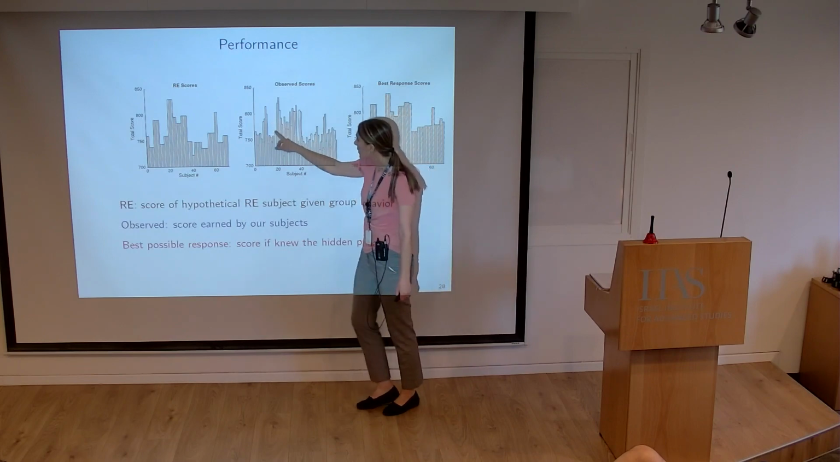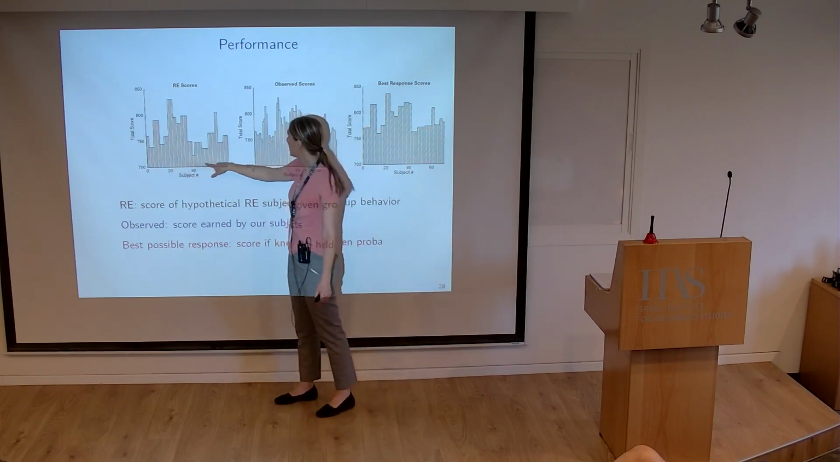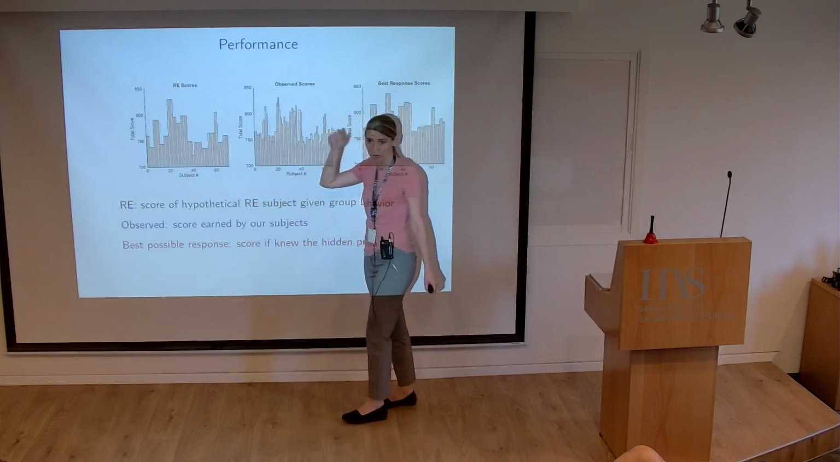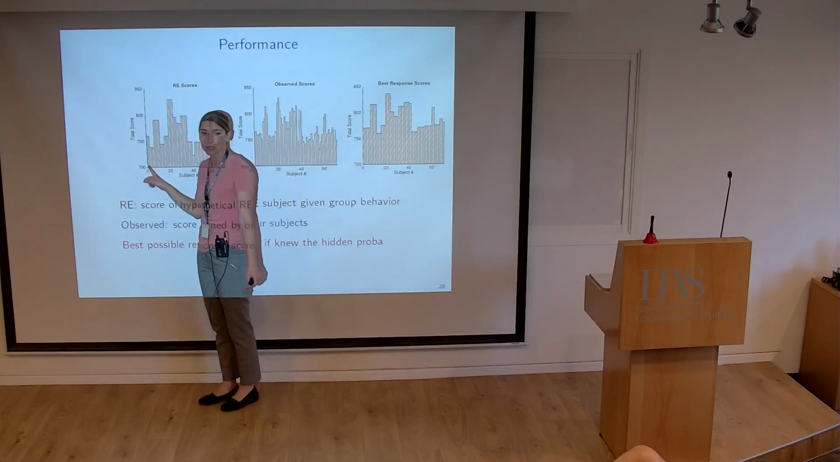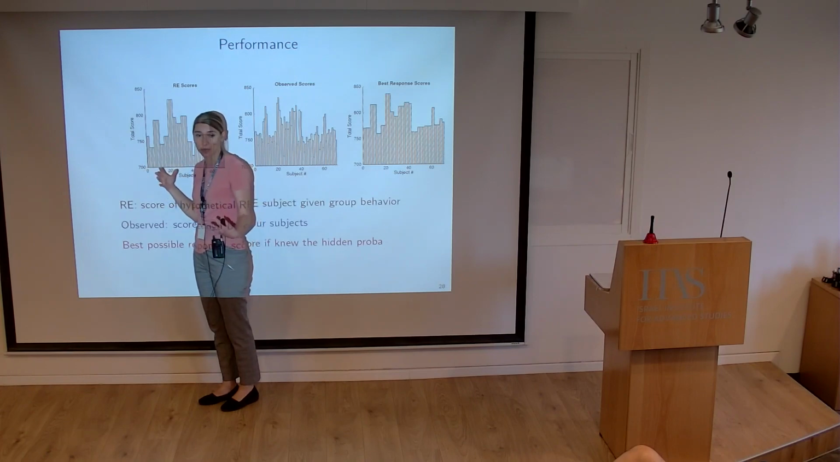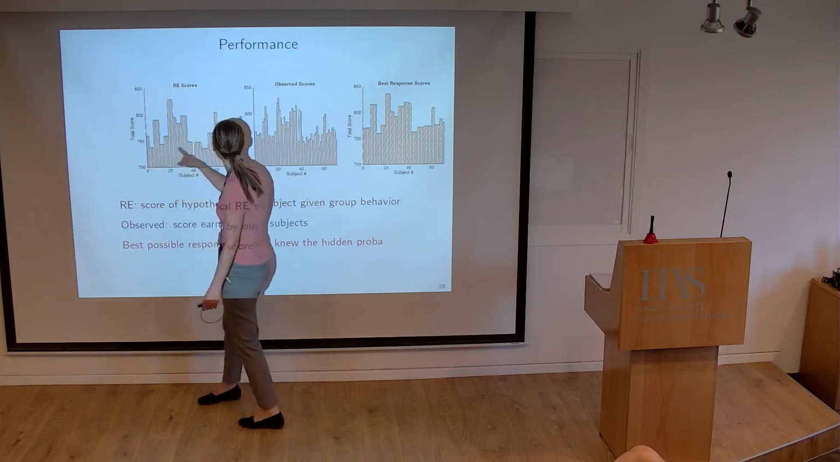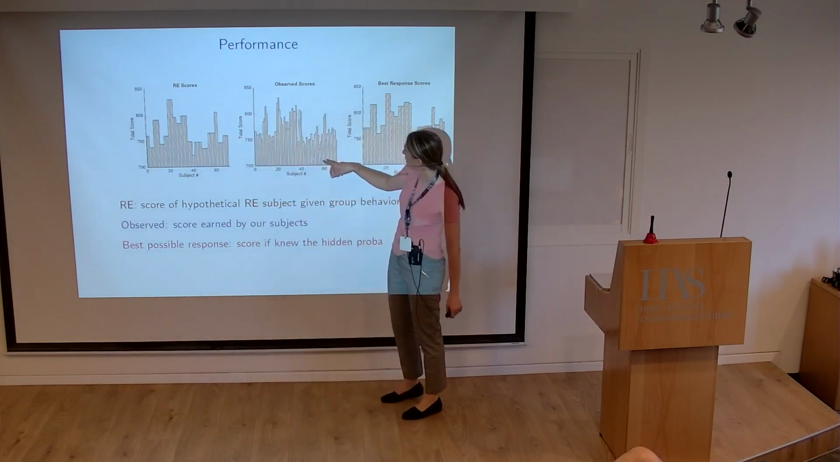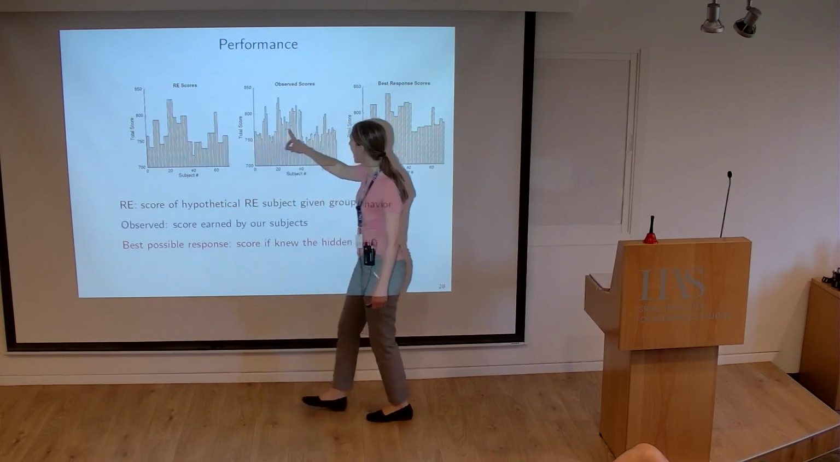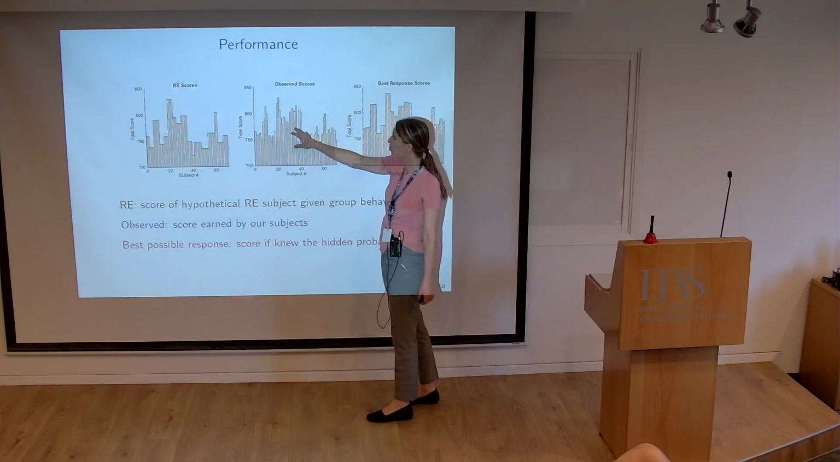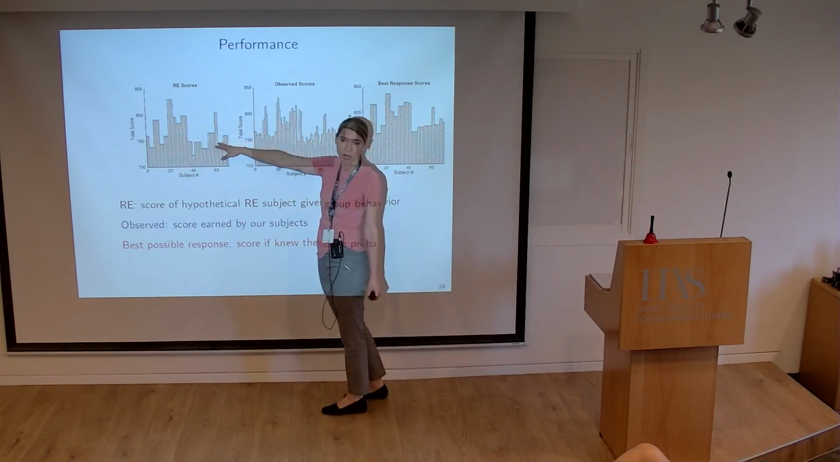We can compare these to, speaking of worldly people, the rational expectation score. If I had in each session a rational expectations player, how would they do, right? They would do reasonably well, but actually it's hard to see. The observed scores are often higher than the rational expectation scores. So a rational expectation individual wouldn't necessarily do very well in some of these sessions at least.